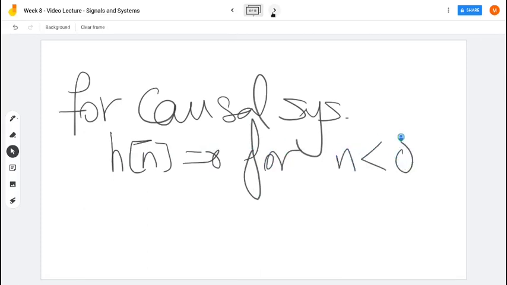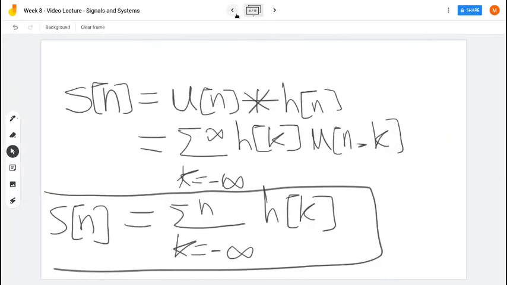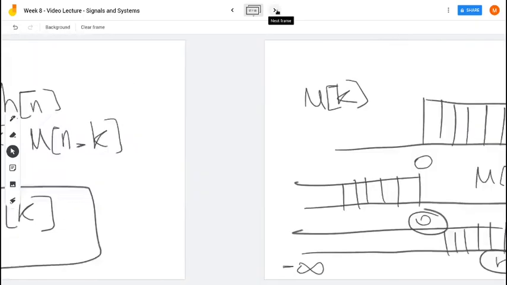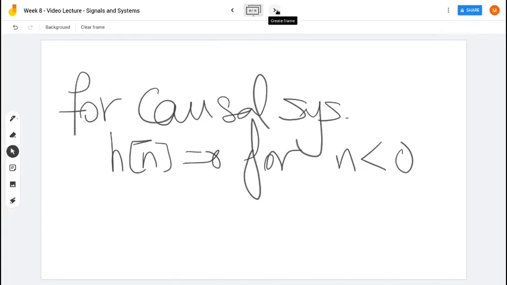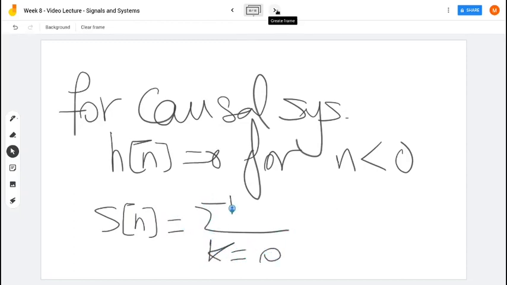So if we go back to the summation we have, from minus infinity up to minus 1 will be 0. H of k is 0 for k less than 0. So this summation will be from 0 up to n, h of k. So for a causal system, the step response S of n would be the summation over k going from 0 up to n, h of k.